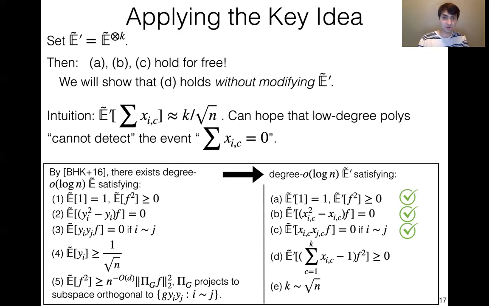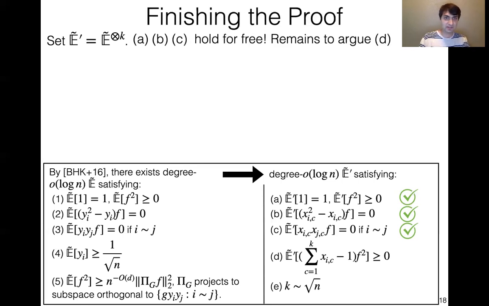And you could hope that low degree polynomials somehow can't see this small probability event that the sum of xic is 0. And if it can't see this event, then it should probably satisfy the constraint. So you could hope that this holds. Okay, so let's finish the proof.